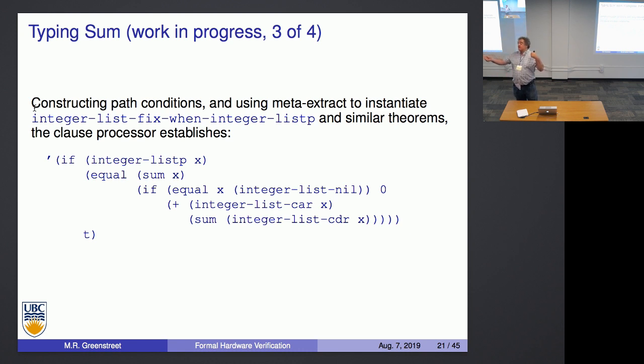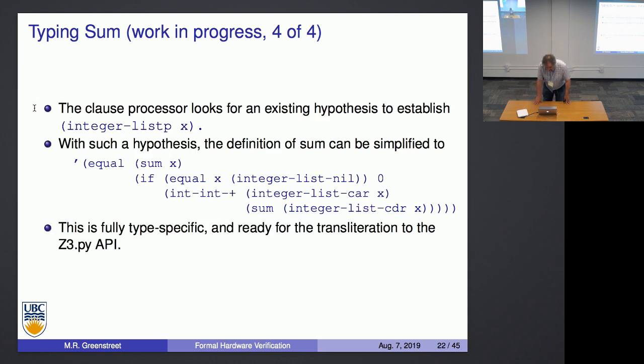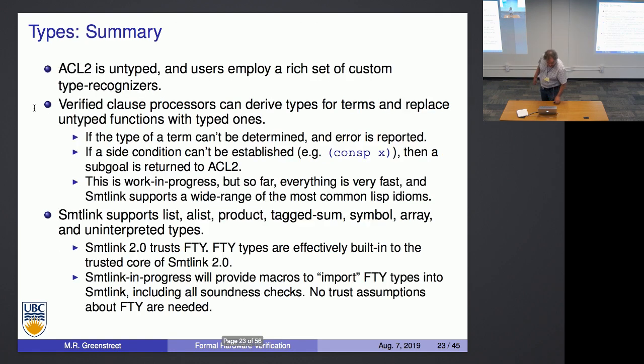I can put in the type specific versions, and hey, this goes right to Z3. And this was done all syntactically, so we weren't running the major proof engine to get any of this done, so it's fast. Okay, so then the clause processor can look for existing hypotheses in our clause that establish integer list p, and with that, we do the other simplification, and that's the thing that we can then apply to our transliteration.